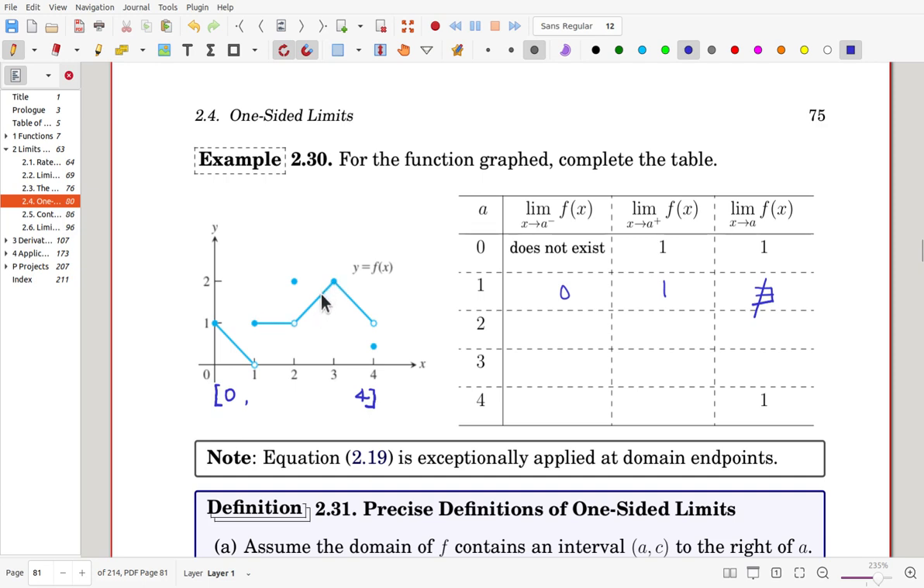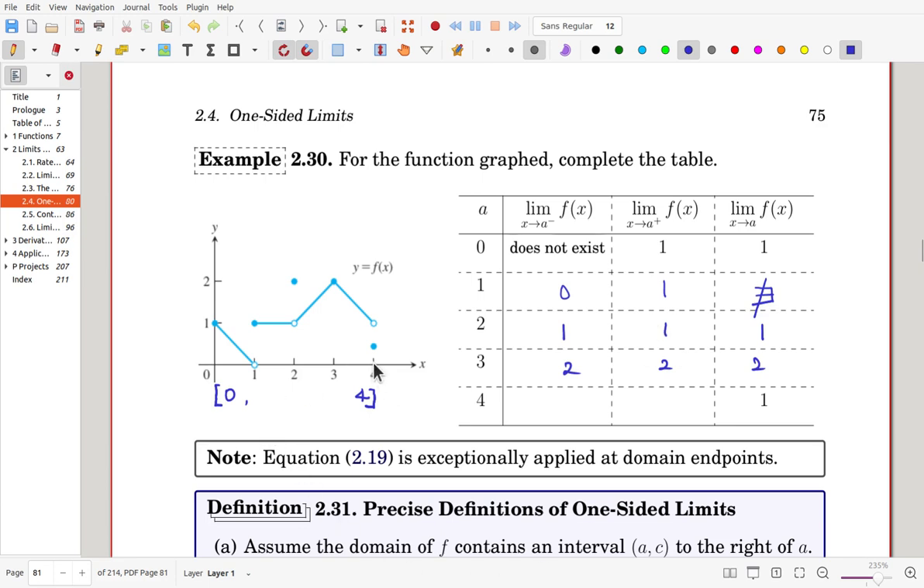Now from the right-hand side it is coming down to become 1, so from both sides the limit is 1, so we can say the limit exists, the same value 1. Now for 3, the same: left-hand limit and right-hand limit are both 2, so the limit is 2.